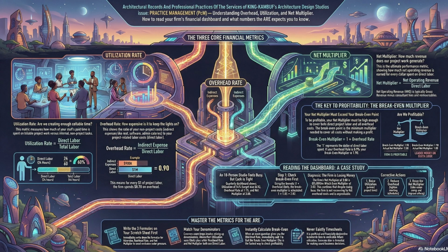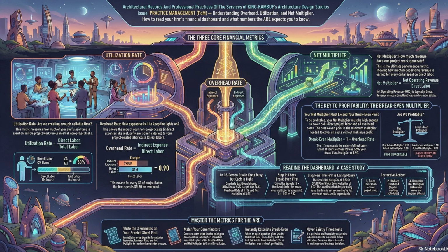Right. 2, overhead rate, indirect expense divided by direct labor. That measures your support burden. 3, net multiplier, NOR divided by direct labor. It's the ultimate measure of pricing and performance. And 4, the break-even multiplier, that's 1 plus the overhead rate. It is the absolute minimum required multiplier to avoid losing money.